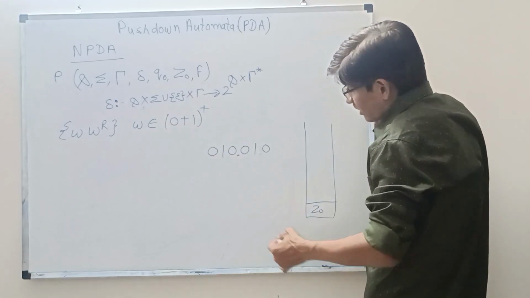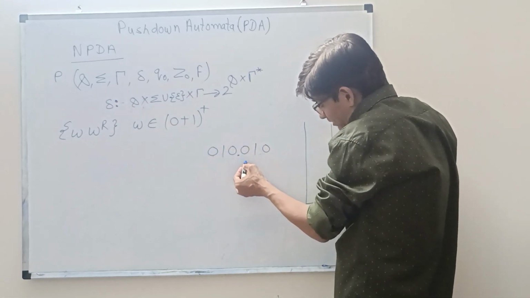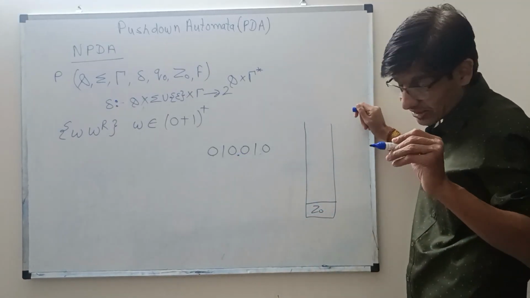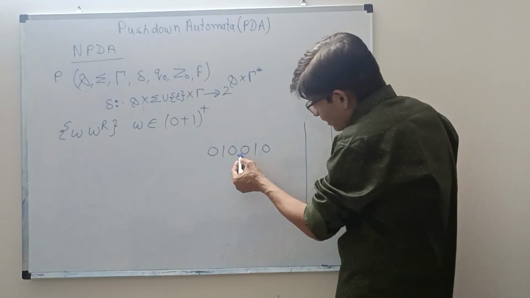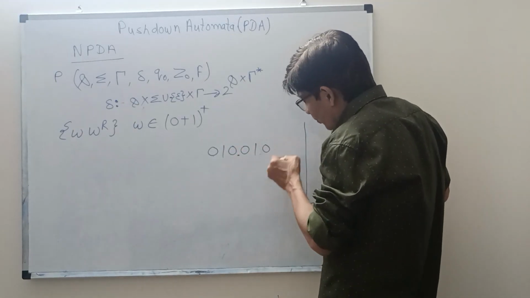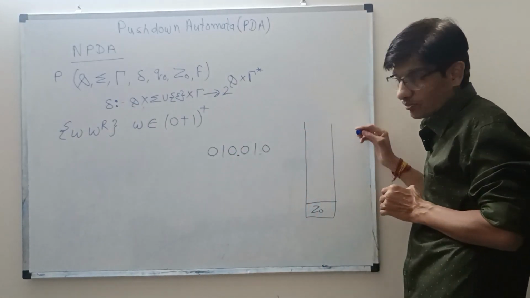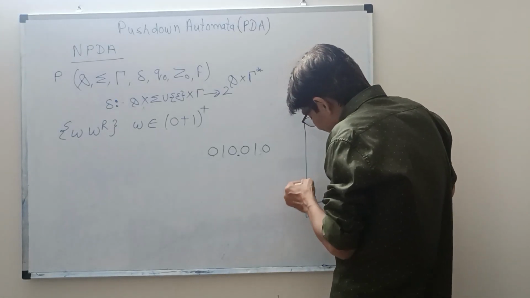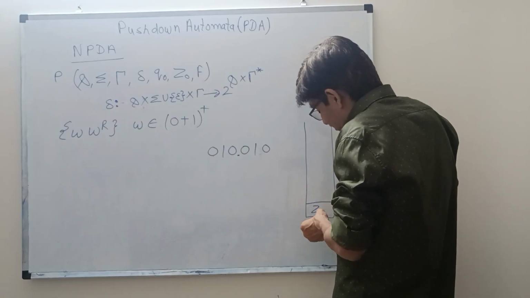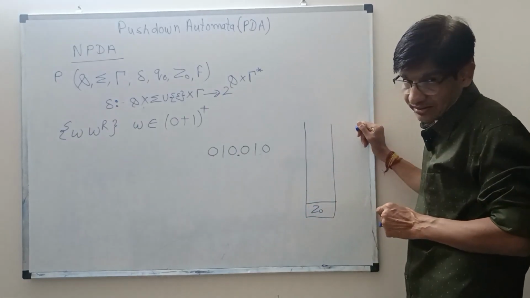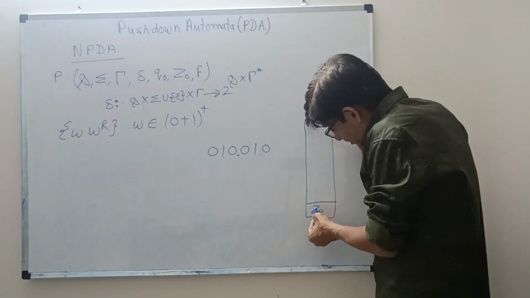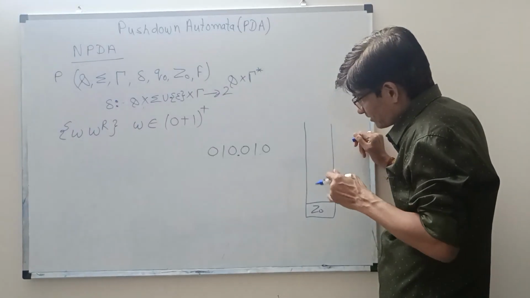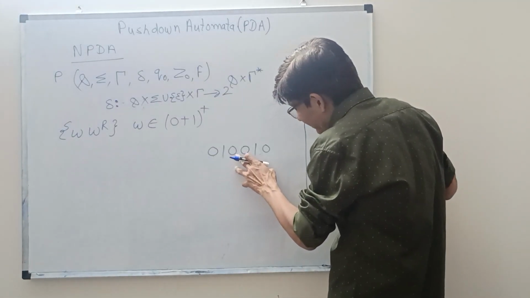I will push the symbol that I'm reading into the stack till the middle of the string. Once I reach the middle of the string, I will start popping elements from the stack. And then if after reading the complete string, only Z0 is left in the stack, then I can consider this string as accepted. So let's see how to do it.